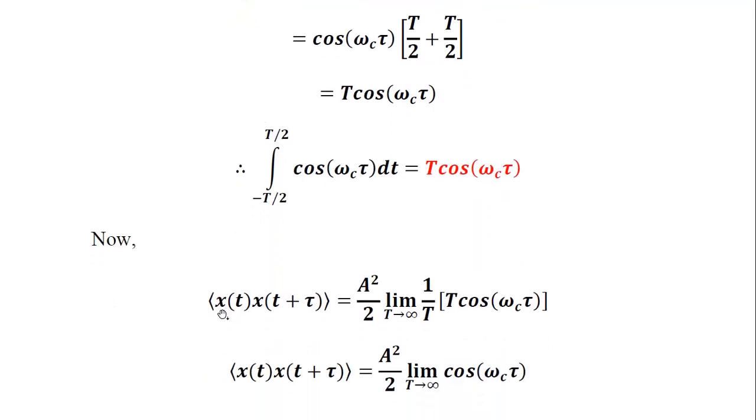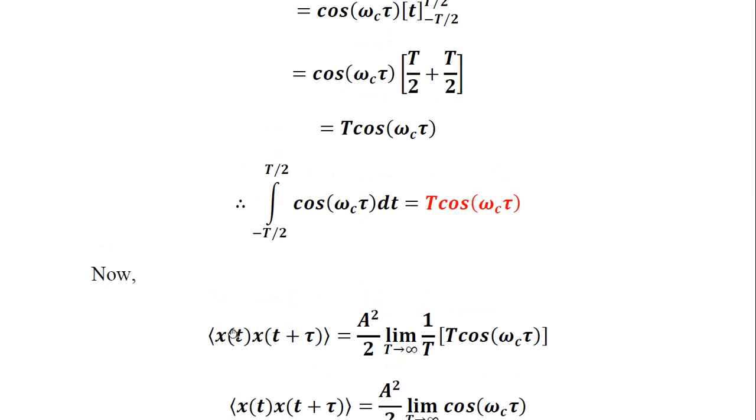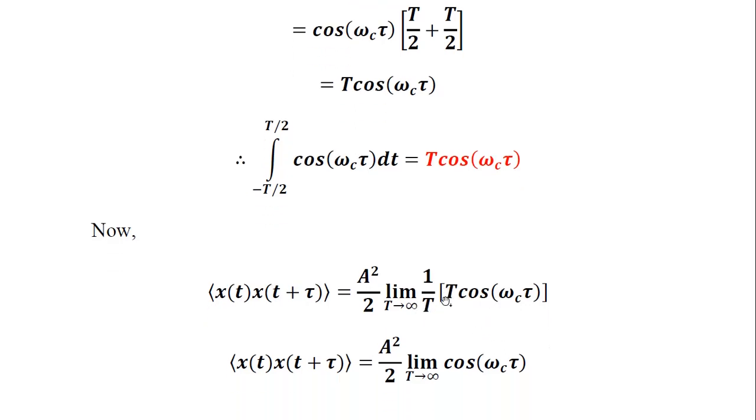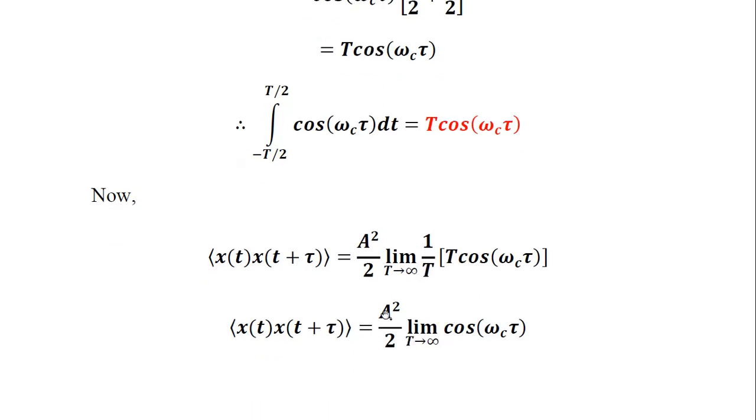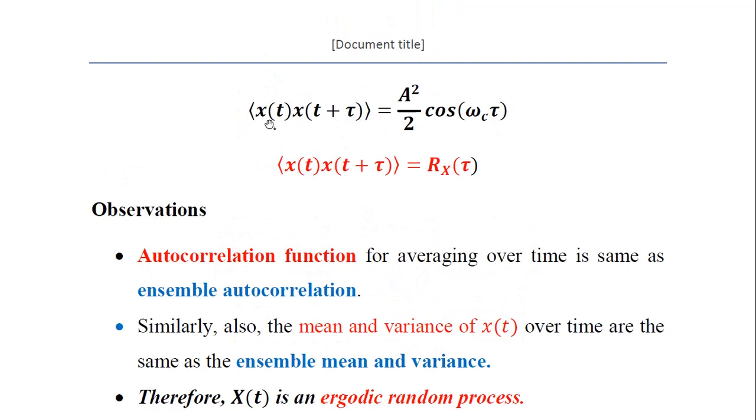Now we'll come to the average autocorrelation function here. The average autocorrelation function, or ACF, is denoted by the average of x of t into x of t plus tau, equal to A squared by 2, limit T tends to infinity, 1 by T into T cos omega c tau. So here the capital T in the numerator and denominator cancel out each other, and we are left with A squared by 2 into only cos of omega c tau. So the time-averaged autocorrelation function of x of t into x of t plus tau is equal to A squared by 2 into cos omega c tau. This is nothing but the right hand side portion as we have derived before.